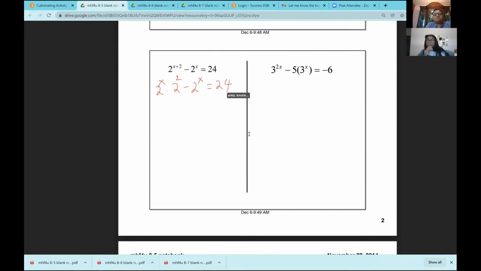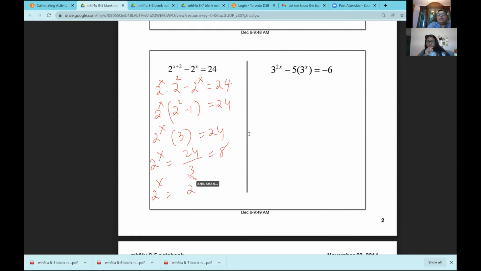Is that clear? So we can take 2 to the power of x common, right? 2 to the power of x is common, and we get 2 to the power of 2 minus 1, which is 4. 4 minus 1 is 3. Is it okay? So 2 to the power of x times 3 is 24. 2 to the power of x is 24 over 3, which is 8. 2 to the power of x is 2 to the power of 3, since 8 is 2 to the power of 3, and therefore x is equal to 3. Is that clear to you?